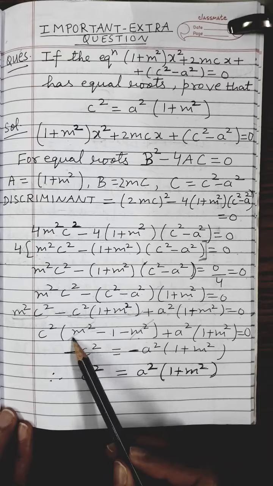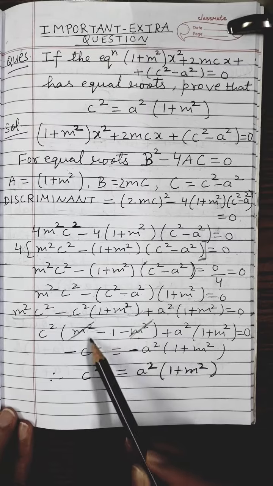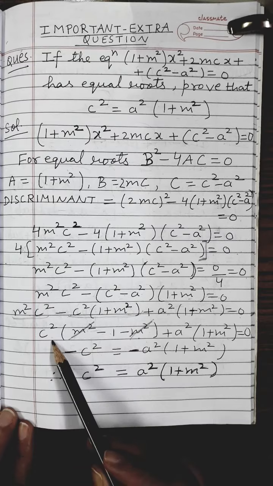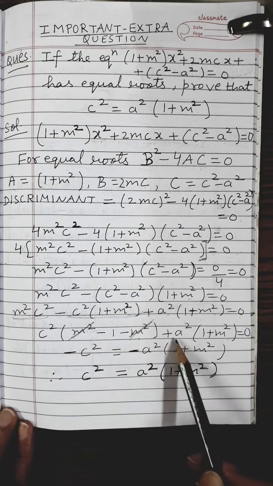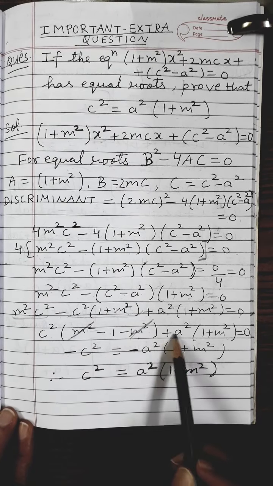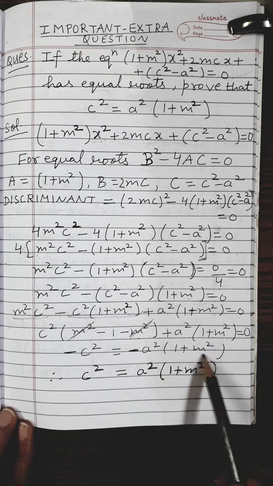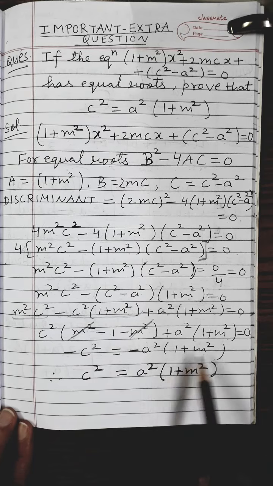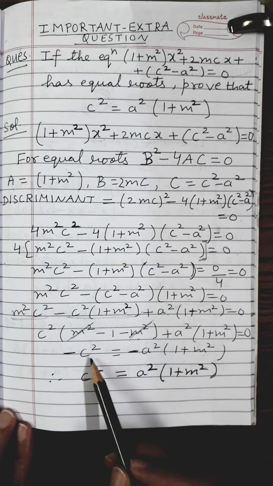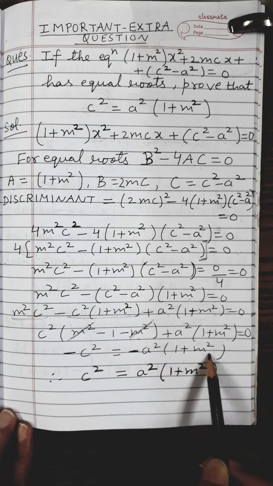Now what next? In this bracket m² has a plus sign and the other m² has a minus sign. So m² − m² gives you 0, which I can show by cancelling them out. What remains from here? c²(−1), right? So c² into −1 gives you −c², and this plus term I am bringing as a whole on the right side, so it will become −a²(1 + m²), right? Why am I bringing it on the right side? Because in the question you have c² on the left side, so all the terms I bring on the right side except c². That is why I am bringing this second term on the right side.